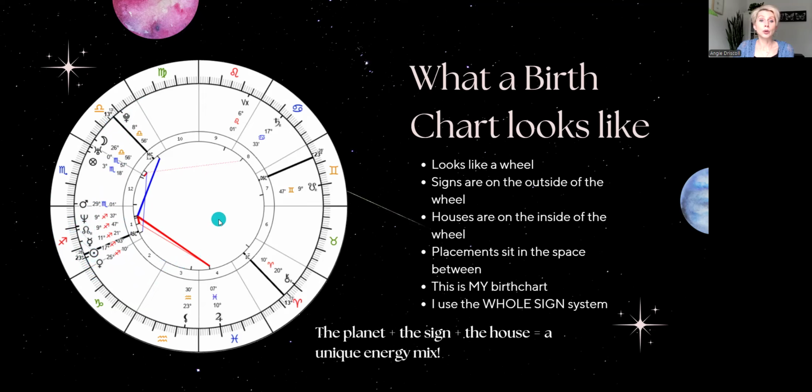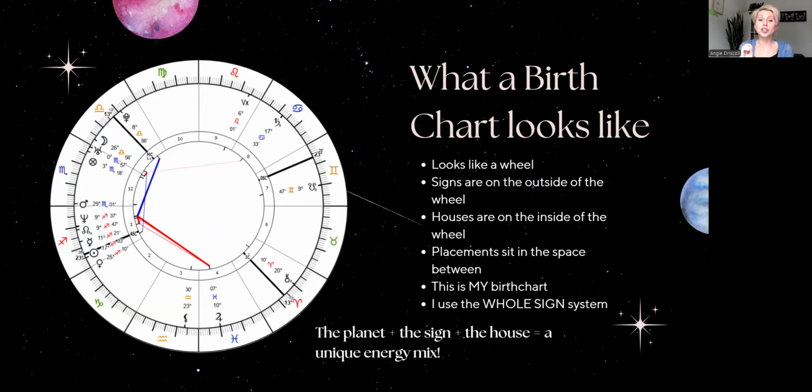One thing that's important to note is I use what's called the whole sign system. What that means is that each sign is associated with one house. See, Sagittarius goes with the first house here on my chart. Scorpio goes with the 12th house. Libra goes with the 11th house. It's all even, one house per one sign. When a chart gets pulled, usually the default house system is something called Placidus. And that does not always give us an even house per sign result.